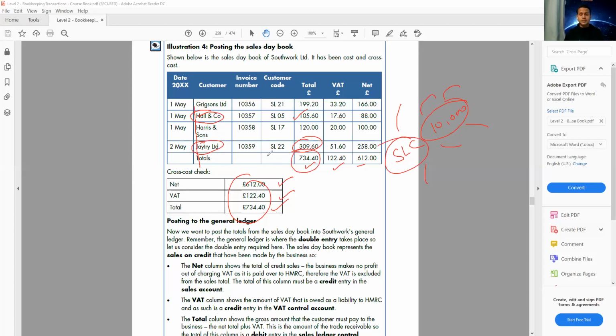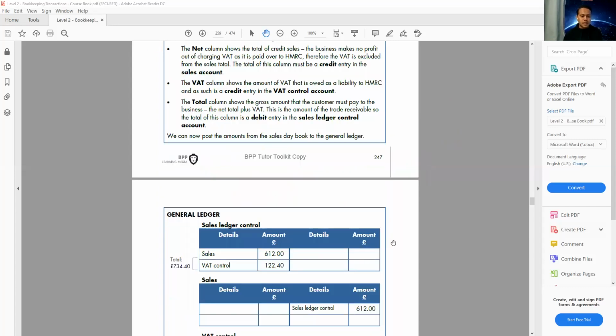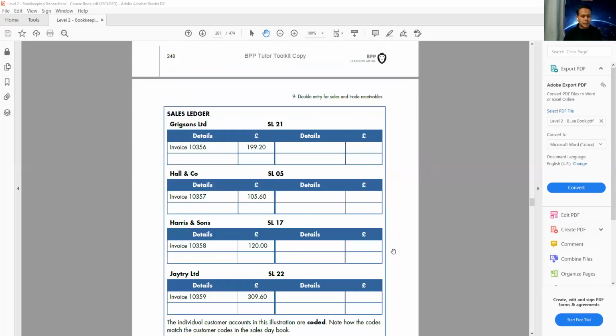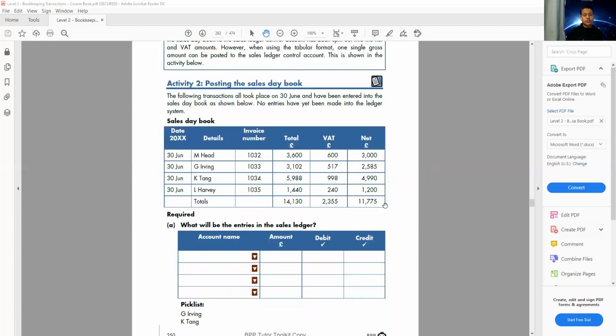So you're going to see how to make the ledger account, the general ledger account, and how, from the sales day book, we post the information to the sales ledger and the general ledger. So let's have a look at that. We can see here some more explanation. We don't need to read all of this. Let's do that.